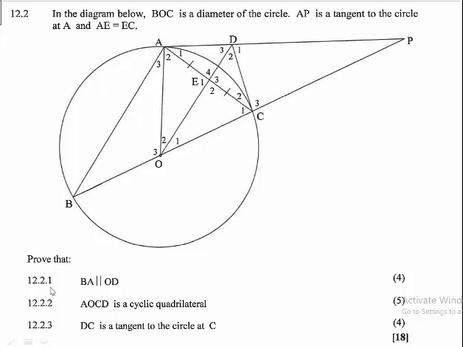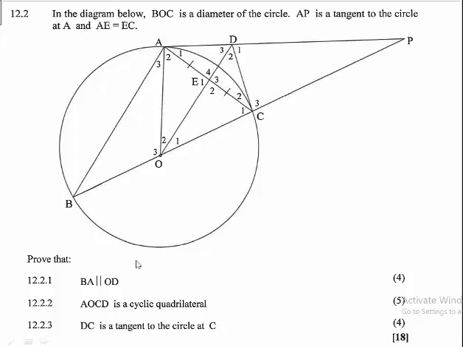Prove that 12.2.1 BA is parallel to OD. 12.2.2 AOCD is a cyclic quadrilateral. Now you have your 12.2.3 DC is a tangent to the circle at C.